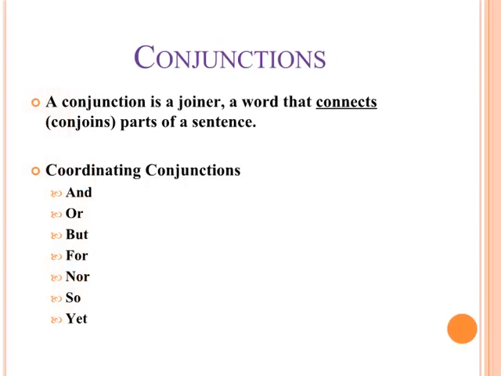A conjunction is a joiner, a word that connects, conjoins, parts of a sentence. Coordinating conjunctions: and, or, but, for, nor, so, yet. What is a conjunction? A conjunction is a word or phrase that connects words, phrases, clauses, and sentences together. The word "and" is a commonly used example of a conjunction.